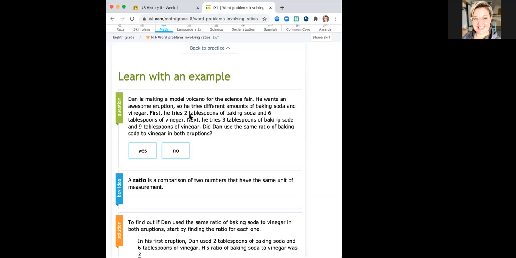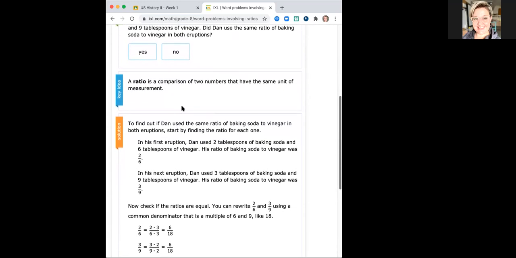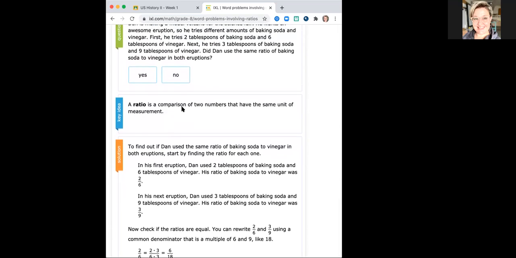Okay, so the first one, he used 2 tablespoons for every 6 tablespoons. And in the next one, he tries 3 tablespoons to every 9 tablespoons, baking soda to vinegar in both of those. So we're going to look at the ratio of those 2 numbers. So we're comparing 2 to 6 to 3 to 9, and we're seeing if the ratios are the same.